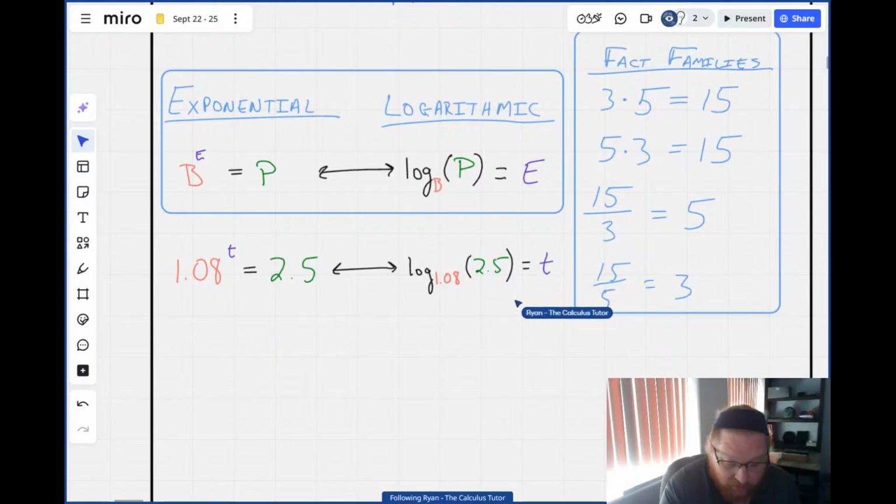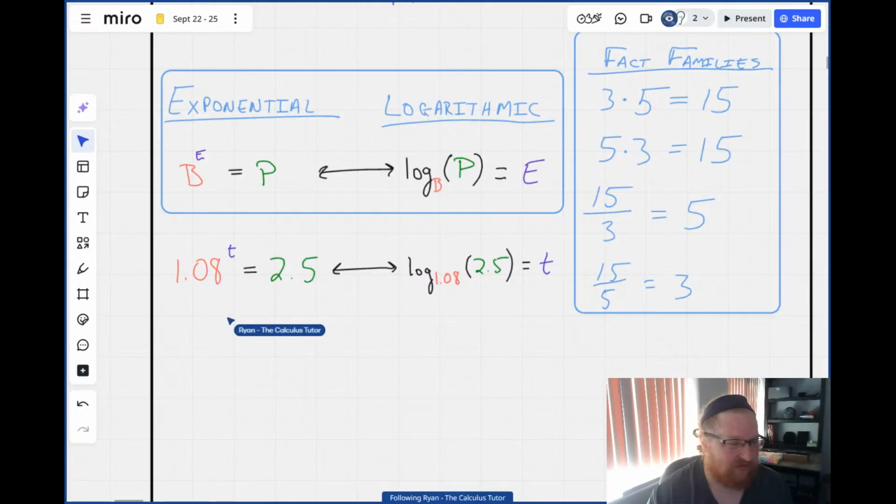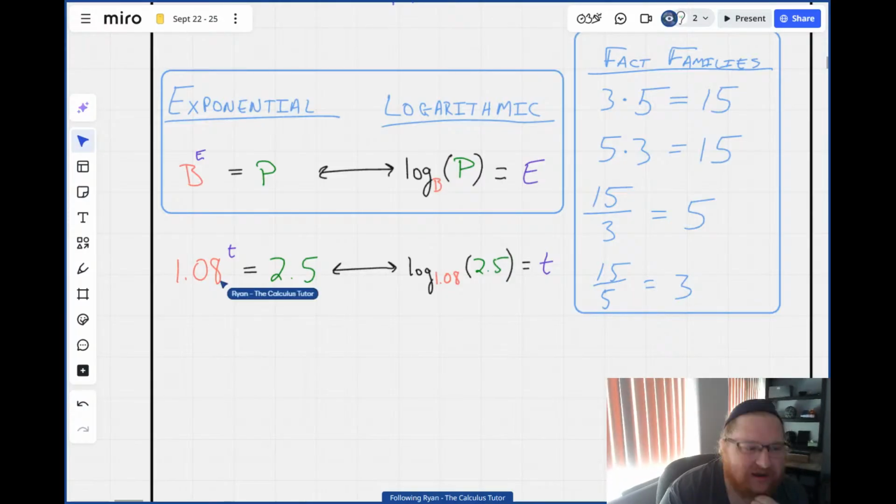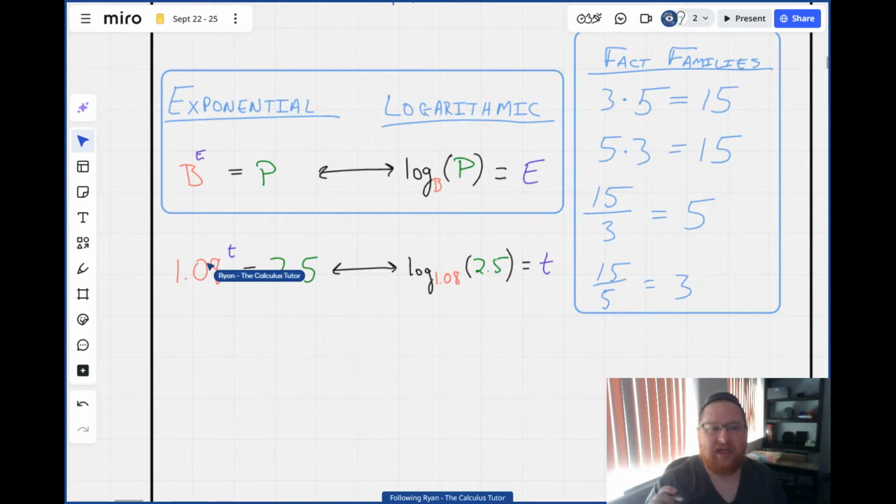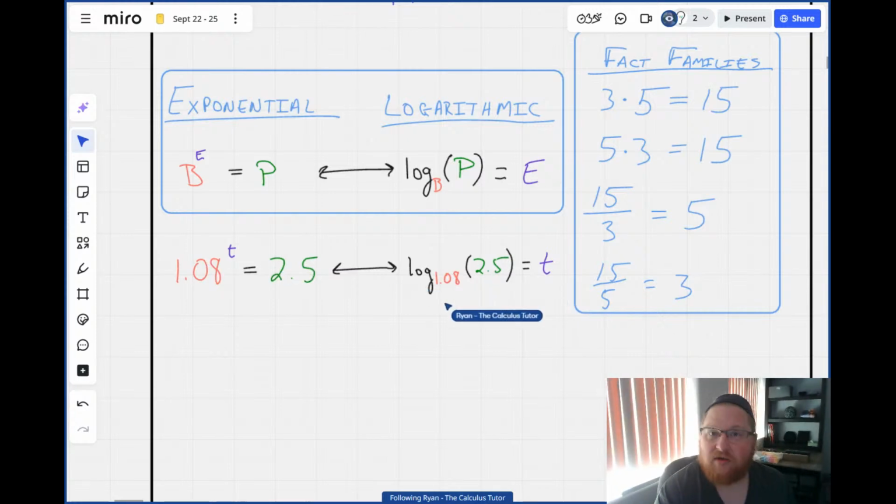And now check out what we have. t was in the exponent. We didn't have any way to access it. We kind of figured out a way we might be able to get to the value of t by going back and forth, but we didn't have an algebraic way. We didn't have a way to say t is equal to this particular math expression. Now we do.